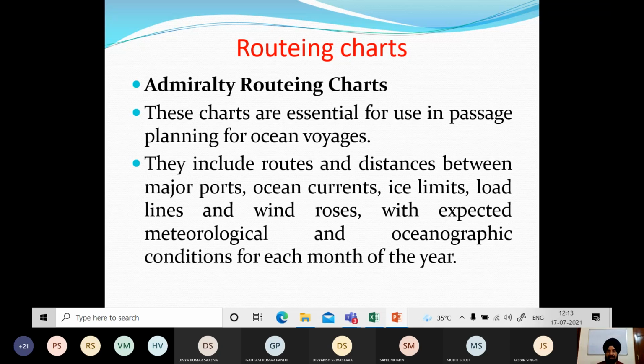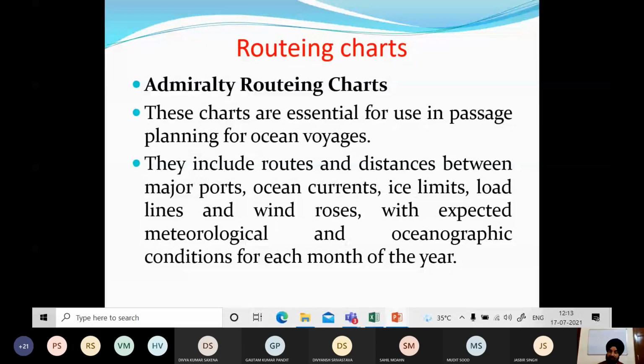So when you have to make ocean passages, you gather a lot of information: where you will get what kind of weather, where you will get what kind of current, favorable. Naturally, we want to take the favorable current, isn't it? Nobody wants to go against the current and burn extra fuel. So they include routes, distances between major ports, ocean currents, ice limits, load lines, wind roses, with expected meteorological and oceanographic conditions for each month of the year.